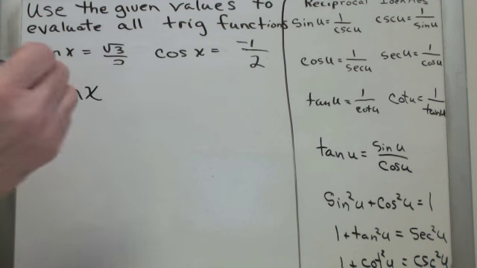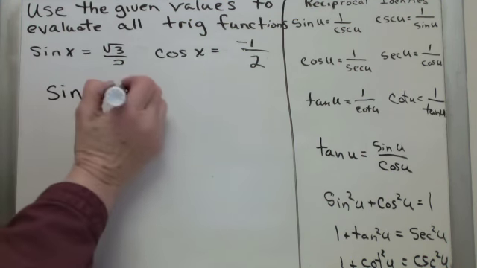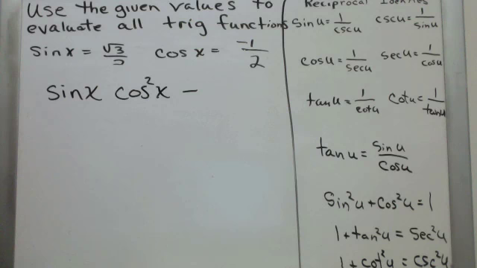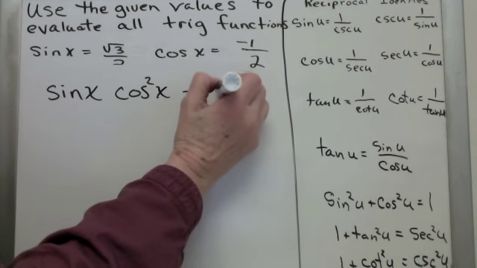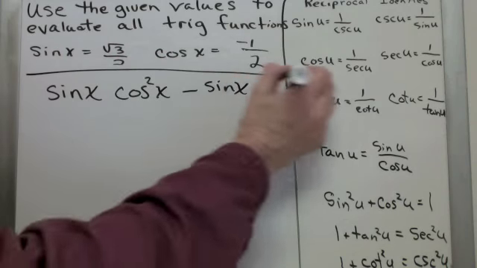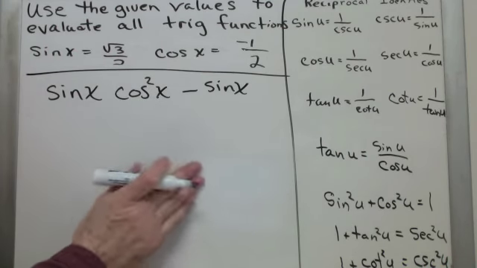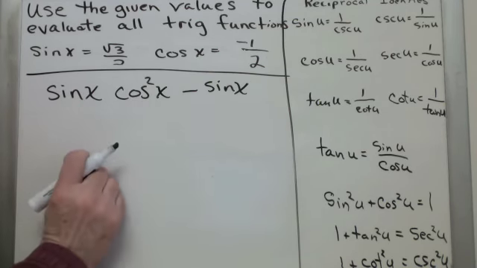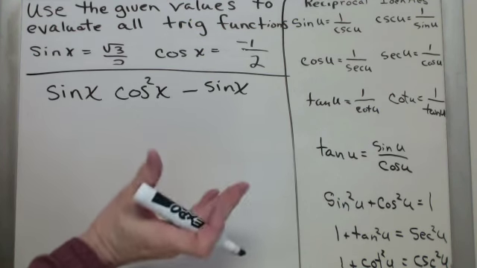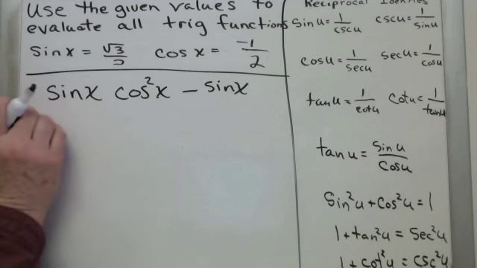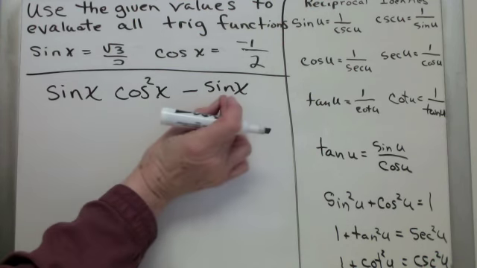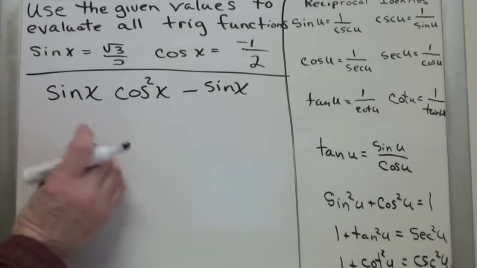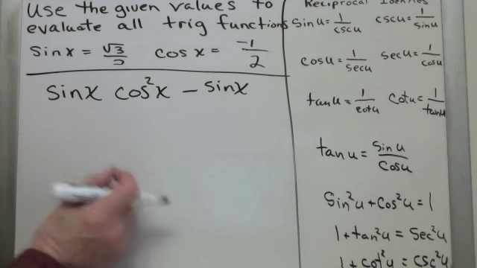Sine x times cosine squared x minus sine x. And the directions are simplify. And basically to simplify, you want to get the problem so that instead of 2 parts, there's only 1 part. Or if it has fractions, get it so that it's not a fraction. Or get everything in terms of the same trig function. So notice this uses both sine and cosine. So I either need to get it in terms of all sine or all cosine.